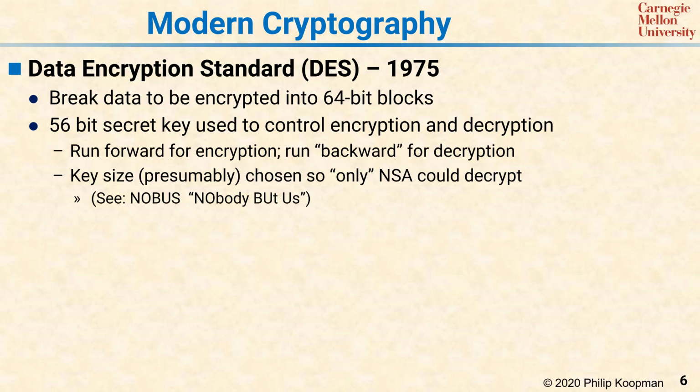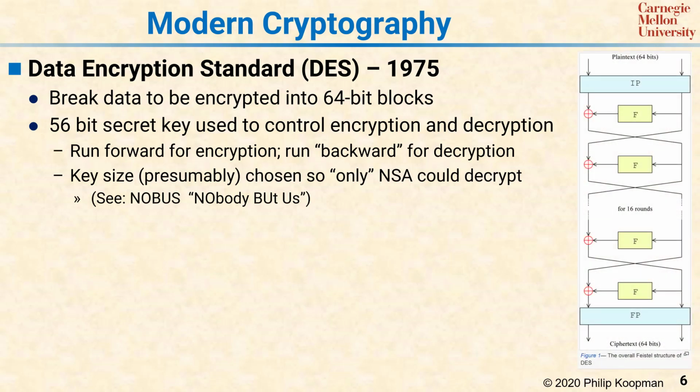After World War II, modern cryptography was born with the advent of digital computers. A classic algorithm from 1975 was the Data Encryption Standard, DES. DES worked by breaking data to be encrypted into 64-bit blocks, so it encrypted messages 64 bits at a time, which allowed the confusion and diffusion of the algorithm to affect blocks of 64 bits instead of just blocks of 6 or 7 or 8-bit characters. DES used a 56-bit secret key to control the encryption and decryption by selecting different scrambling functions.